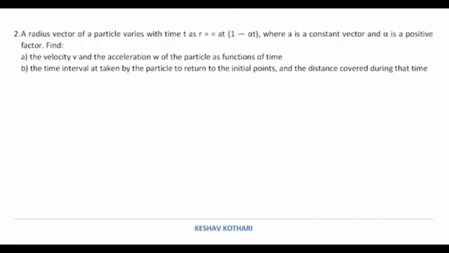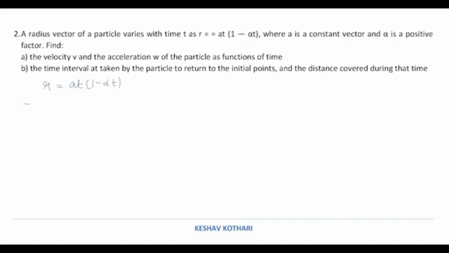The radius vector of the particle with time t varies as r equals a t (1 minus alpha t), where a is a constant vector and alpha is a positive factor. Find the velocity v and acceleration of the particle as functions of time.